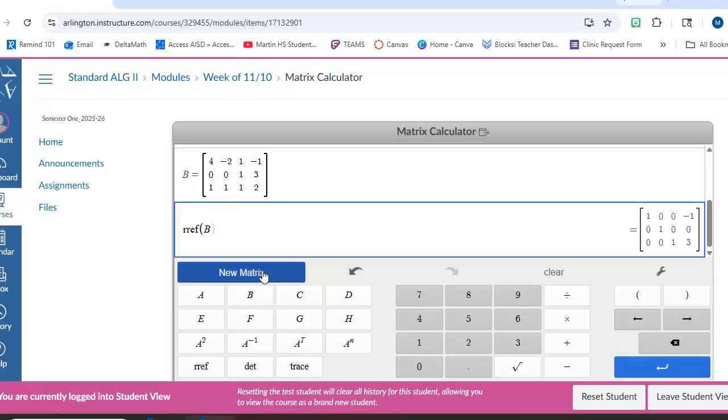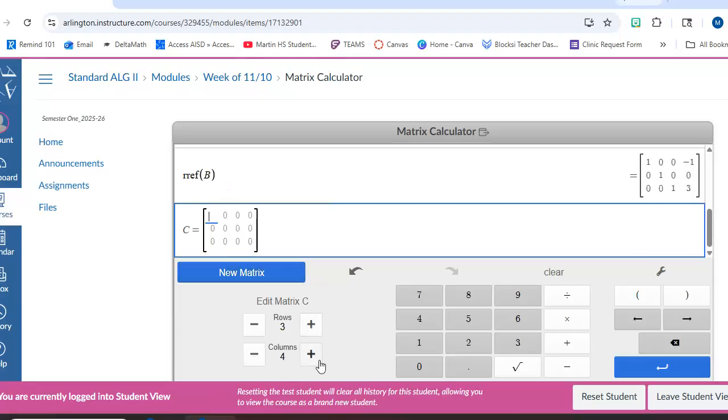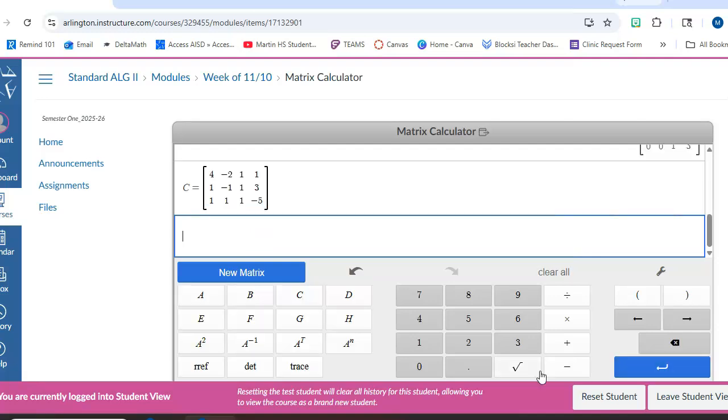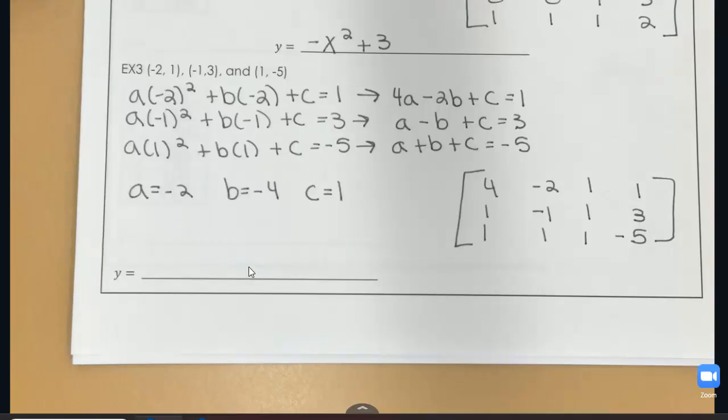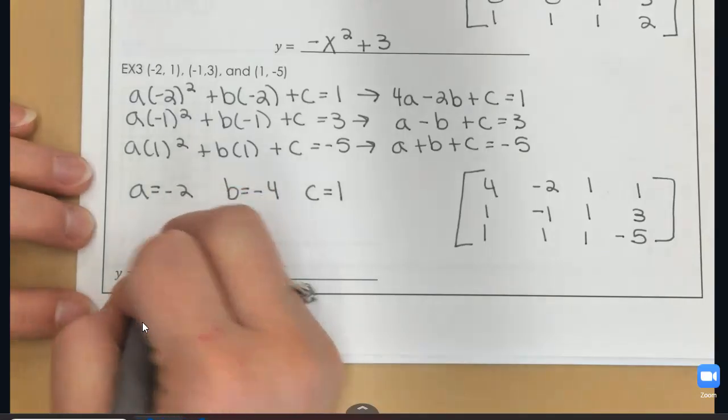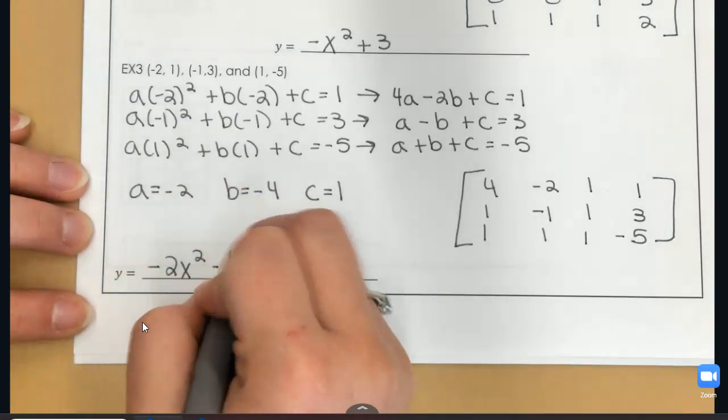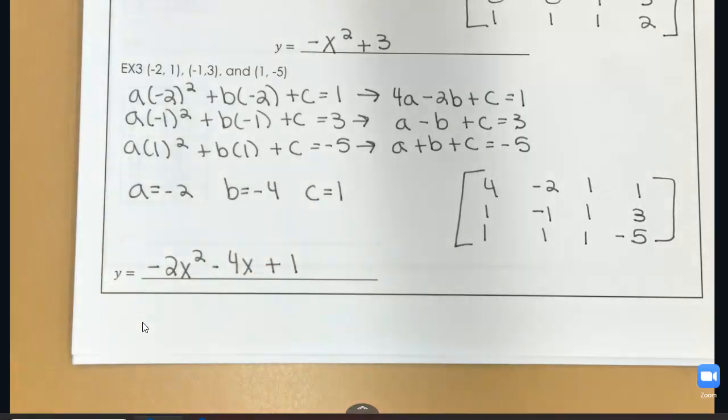So using our matrix one more time, 3 rows, 4 columns, 4, -2, 1, 1, 1, -1, 1, 3, 1, 1, 1, -5. Reduced row echelon now for matrix C, and we have -2, -4, 1. So A is -2, B is -4, C is +1. So in my equation, that will be -2x squared minus 4x plus 1.